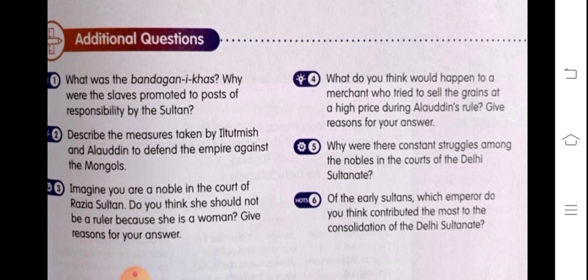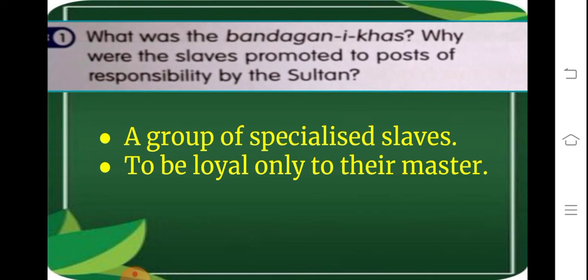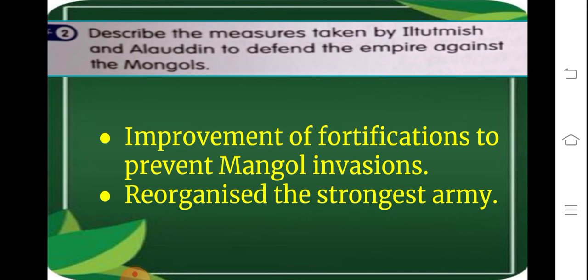And the second question is, describe the measures taken by Iltutmish and Alauddin to defend the empire against the Mongols. Both Iltutmish and Alauddin Khilji took similar measures to defend the empire against the Mongols. They ordered fortifications to be strengthened. The outlying provinces, which lay along the path of Mongol movement, were placed under the strongest military generals.